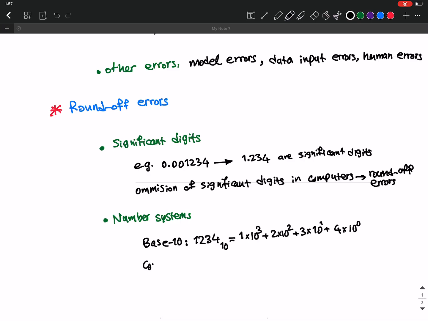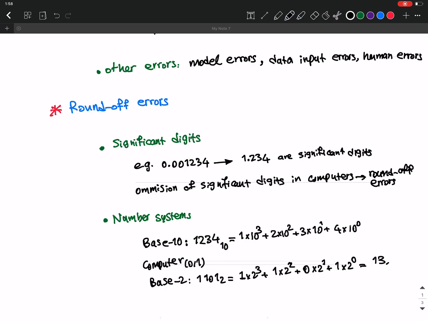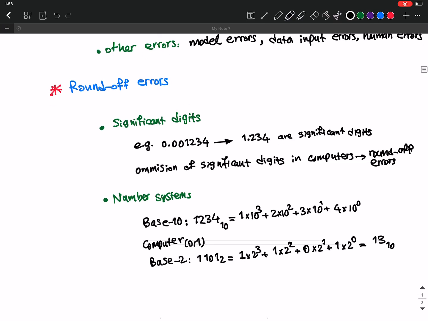But a computer, as you know, uses 0 and 1, right? It's the binary system, so it's base 2. The numbers are base 2. For example, 1101 in base 2 is going to be 1 times 2 to the power 3 plus 1 times 2 to the power 2 plus 0 times 2 to the power 1 plus 1 times 2 to the power 0, which, if you add all of these, will be 13 in base 10. Okay, so this is base 2, which is usually used in computers, and this is important for you to know.